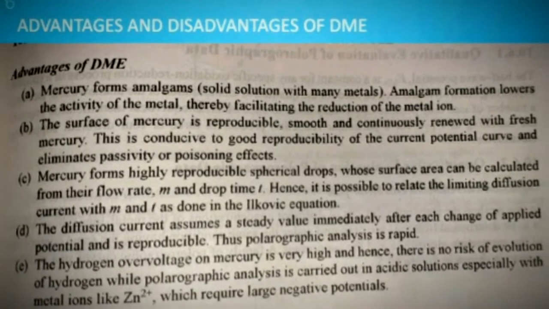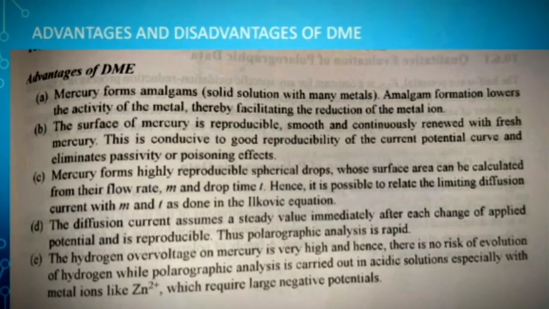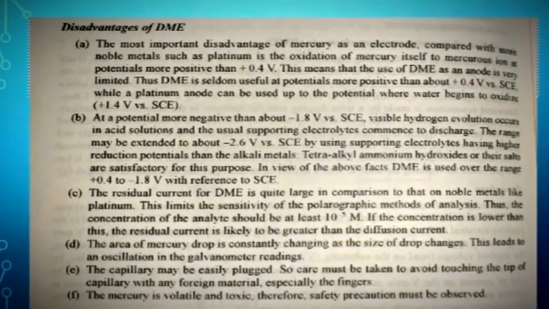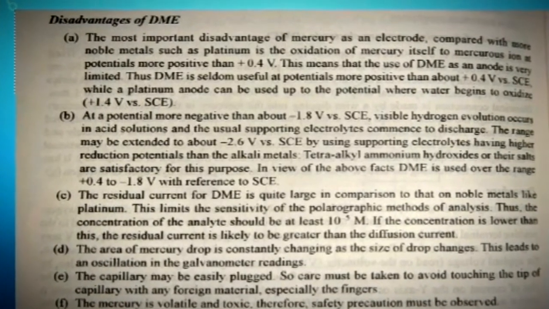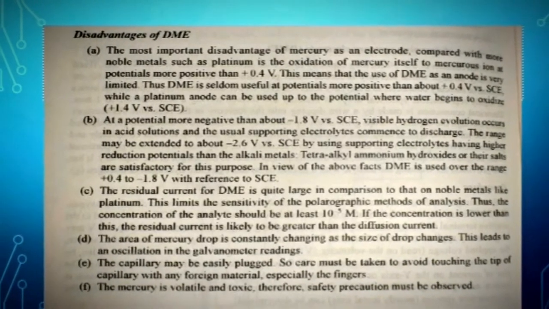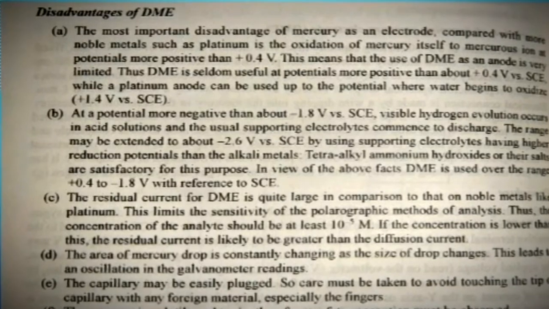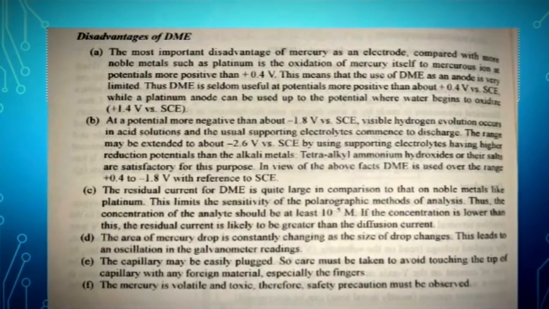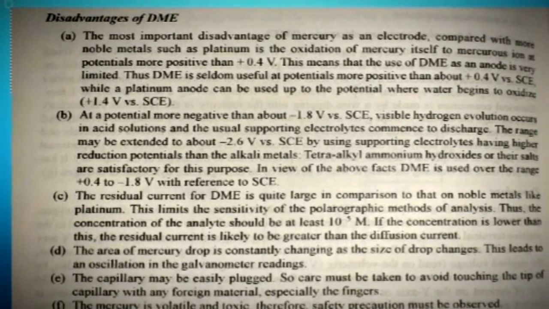Even though there are a lot of advantages in using the dropping mercury electrode, there are many disadvantages also. The first point says that the most important disadvantage of mercury as an electrode, compared with more noble metals such as platinum, is the oxidation of mercury itself to mercurous ions at a potential more than plus 0.4 volt. Due to this reason, the dropping mercury electrode cannot be used as an anode when the potential is more than plus 0.4 volts.